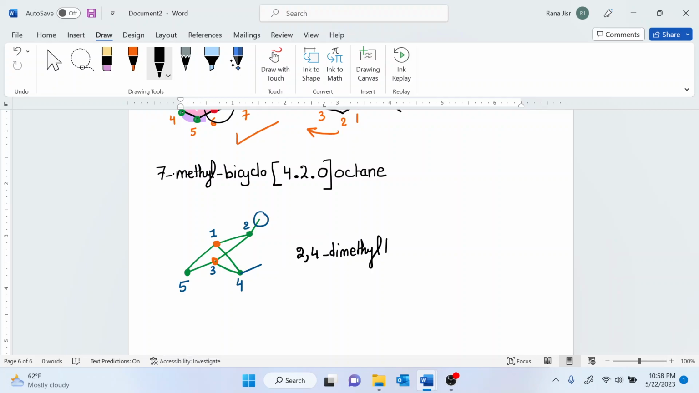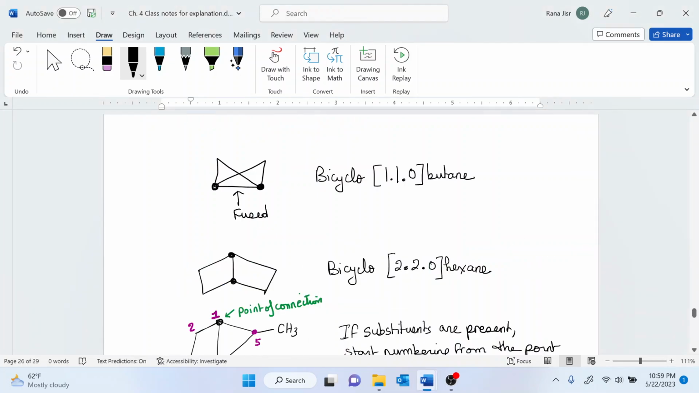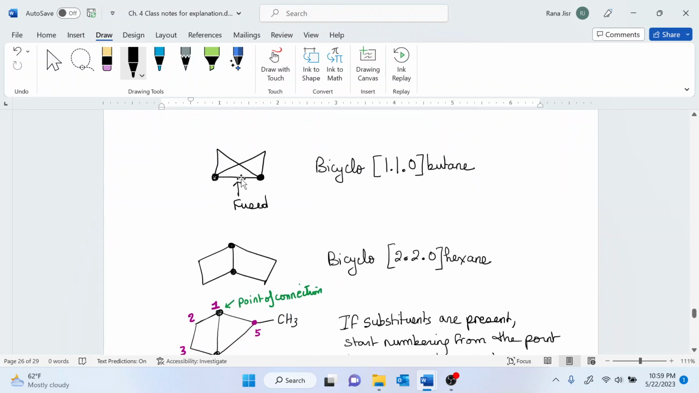And then bicyclo. Open the brackets in there. And then you have the 1, 1, and another 1. And it's going to be pentane. We have more examples in the notes for the fused.